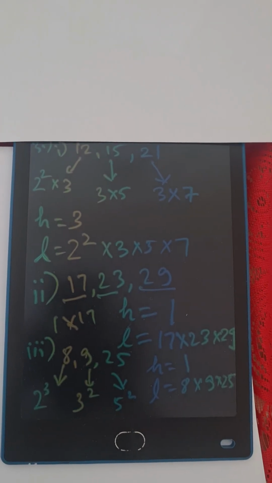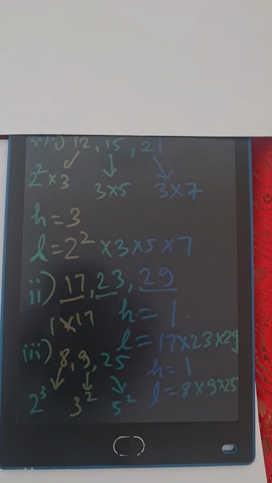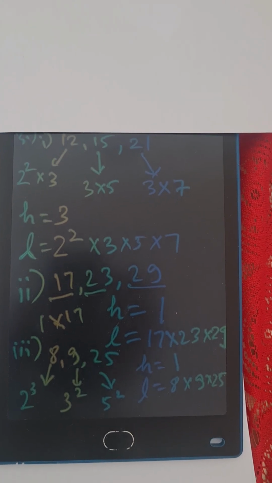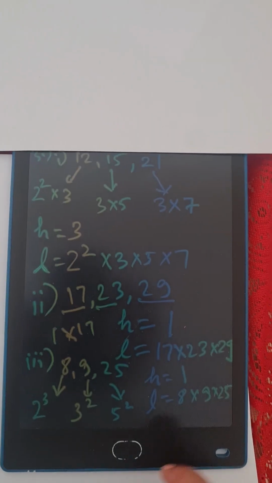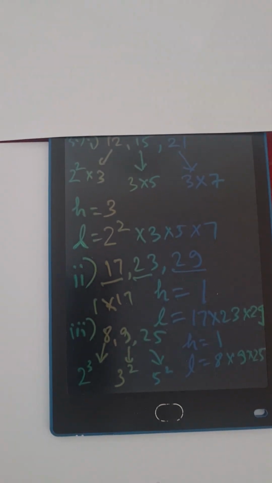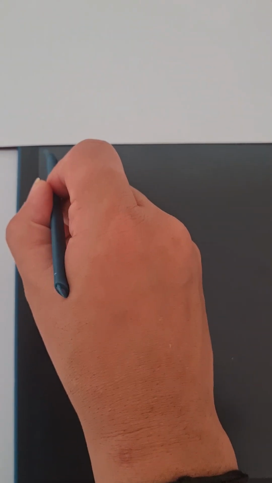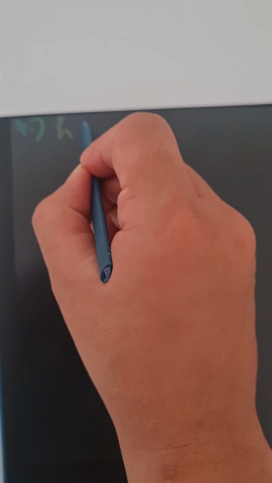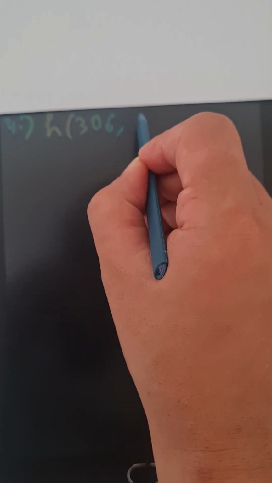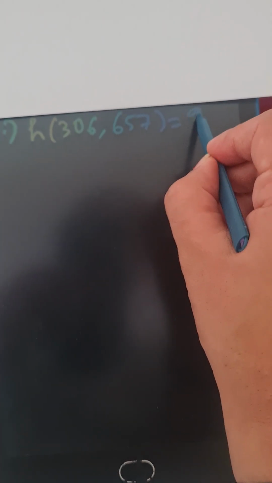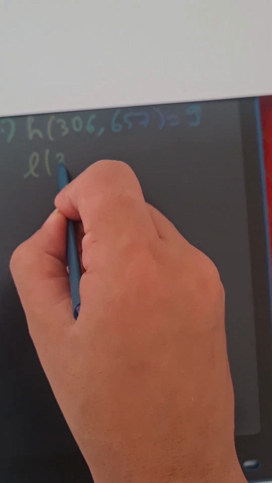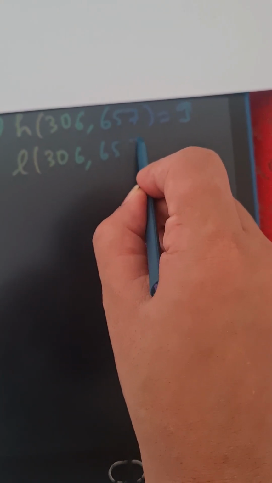Okay. Now going to the next part, the fourth question. Given the HCF of 2 numbers, find LCM of those 2 numbers. It's an easy question. You just need to know the multiplication and division. The fourth part is HCF of 306 and 657 is 9, and LCM of 306 and 657 we need to find.